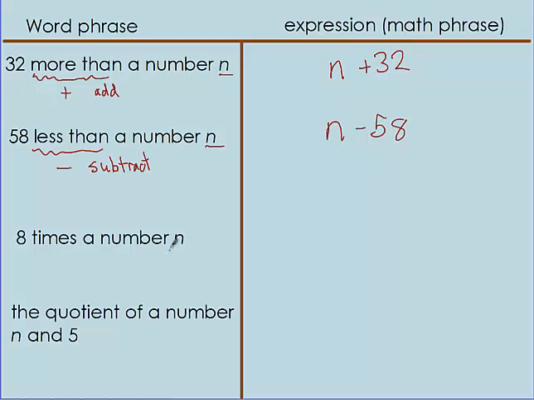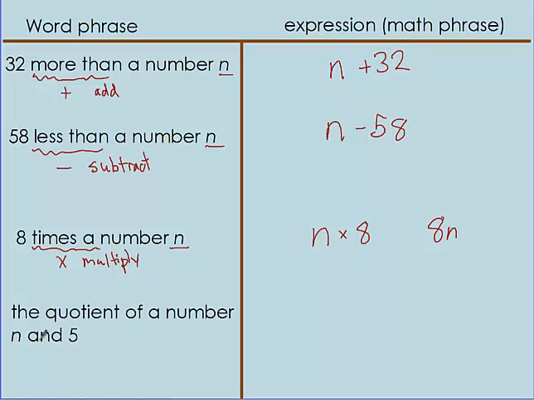8 times a number n. Again, n is the variable. 8 times a number. When we say times, that means multiply. You might also see product. Whenever you see product, that also means multiply. So 8 times a number, n times 8. You can also write this as 8n. Whenever you have a number next to a variable, it is implied that you multiply 8 times n.